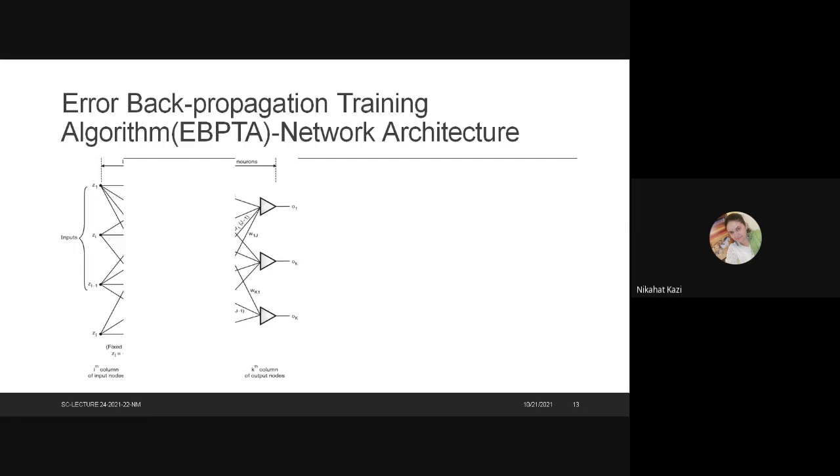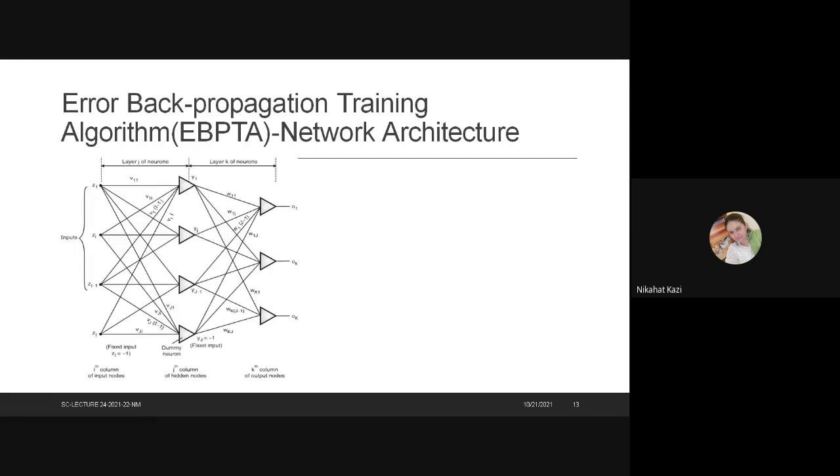So let us look at the architecture again. It's the same architecture. So this was the architecture we were looking at a few slides back. Single hidden layer, single output layer, and the input layer that you have. Okay. So when we talk about the algorithm, how the training of this network takes place, it takes place in two phases.